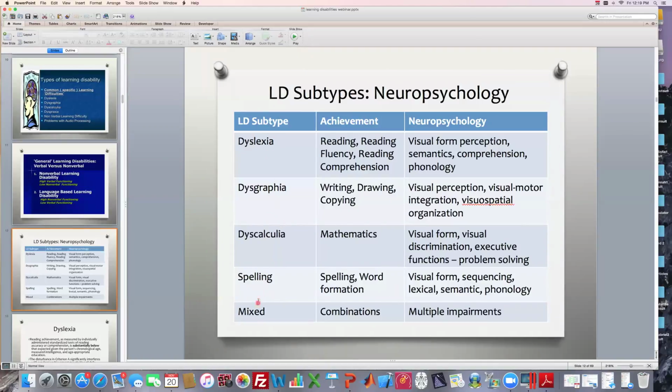And with combinations of these, you're going to see combinations of neuropsychological impairments. The idea here is that the neuropsychological impairment underlies the learning disability. So if you have a deficit in auditory comprehension, you may also have a deficit in reading or reading comprehension. And one is considered to be the cause, if you will, or the precipitating event of the other.